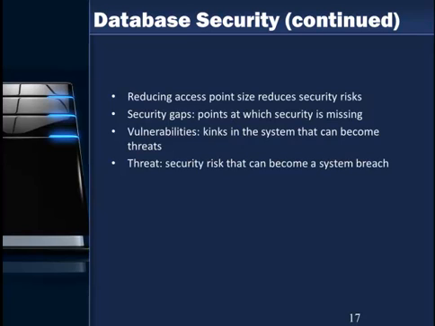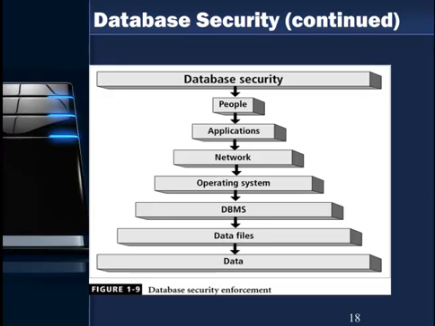We want to reduce the access point size, which reduces security risks. We want to close any security gaps, or those points at which security is missing. We want to make sure that kinks and bugs in the system are identified and addressed, because they can become threats. And we want to make sure that security risks in the form of threats are identified, because they can become an avenue for a system breach. So we really need to focus on four areas, and then apply our security controls accordingly.